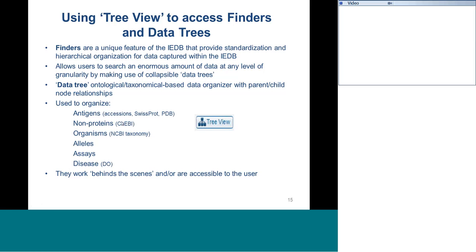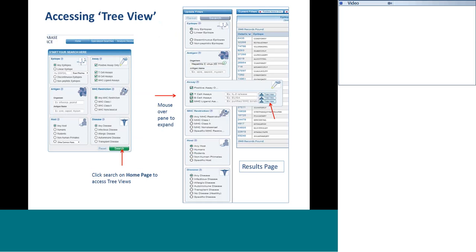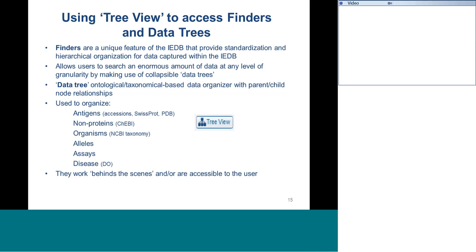And I'll show you some examples of that in case that sounds like Swahili to you. But we use this to organize a tremendous amount of data. Here you see it's used for antigens, for all the protein. We have a protein tree using UniProt and SwissProt identifiers. As Randy told you about, we have a non-protein tree organized by ChEBI data and nomenclature, organisms, NCBI taxonomy, allele trees, assay trees, and disease trees.